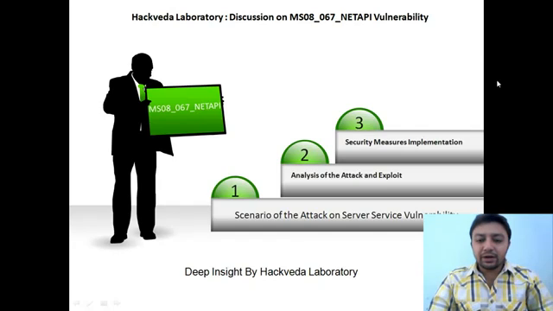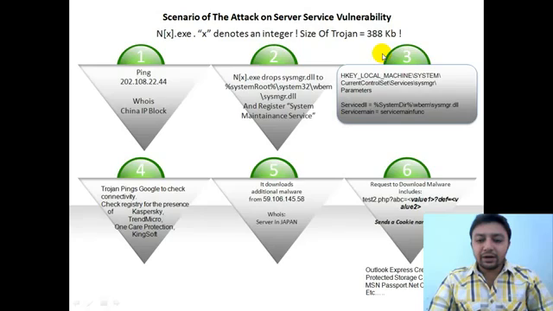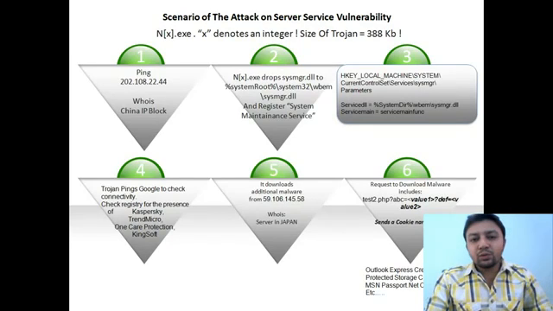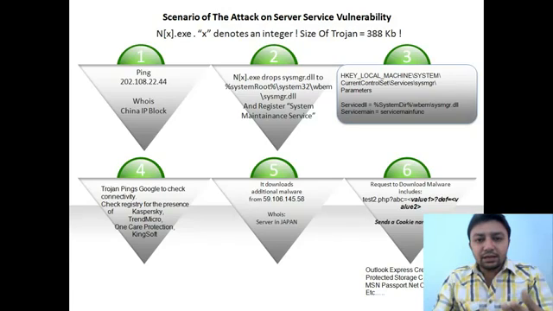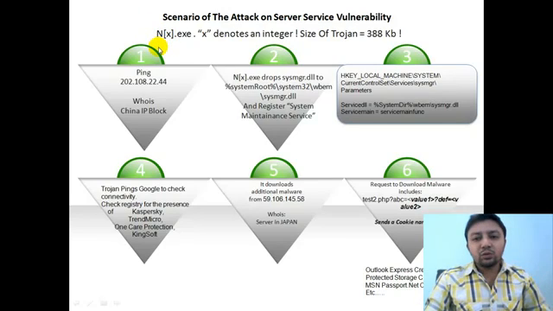When this vulnerability was launched in 2008 by Microsoft, a Trojan was released. The actual role of the Trojan is that it prepared a file nx.exe, where x denotes an integer. The size of the Trojan is 388 KB. That is a very small size, and you can use any physical hard drive or pen drive to give the Trojan to your remote victim.